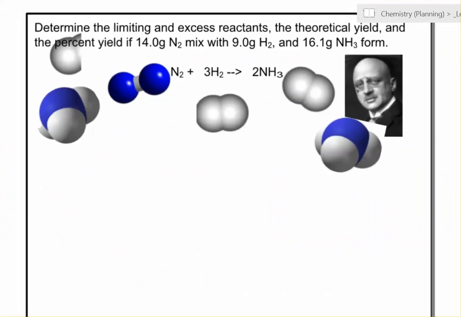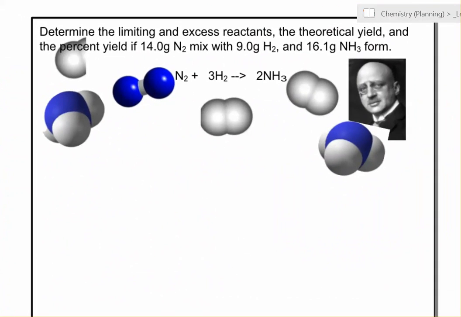So we'll look at one final problem that involves the Haber process. Determine the limiting and excess reactants, the theoretical yield, and the percent yield if 14 grams of nitrogen and 9 grams of hydrogen react and 16.1 grams of ammonia form. Just like before, I want to set up two different reactions and go through and see which one of these is limiting. So I have 14 grams of nitrogen and 9 grams of hydrogen.